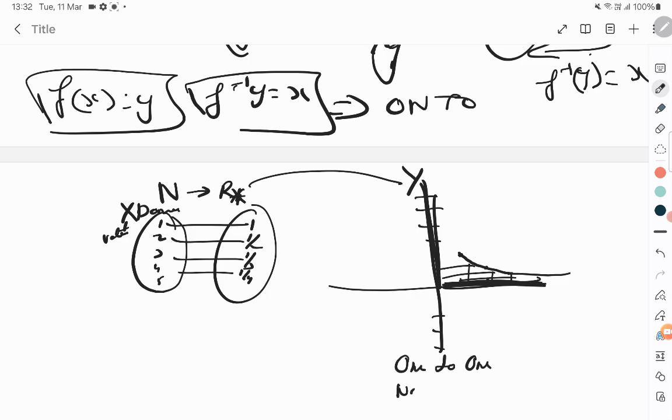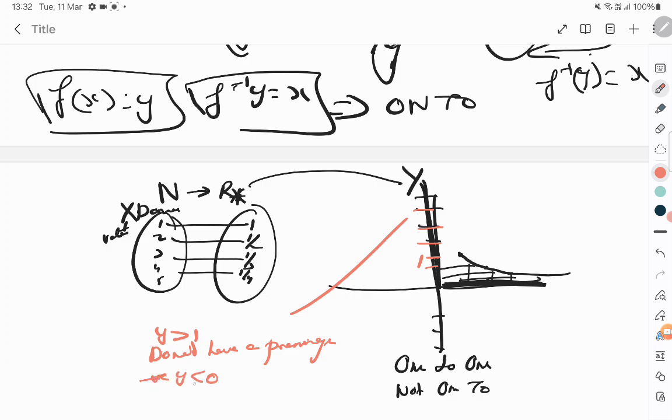But however, it is not onto. And how do you explain? From the graph, you see that all these points above 1, that is, anything where y is greater than 1, do not have a pre-image. Not only that, even all the negative values of y, that is when y is less than 0, have no pre-image, which concludes that this is definitely not onto, it's only 1 to 1. So this is the way you should explain.